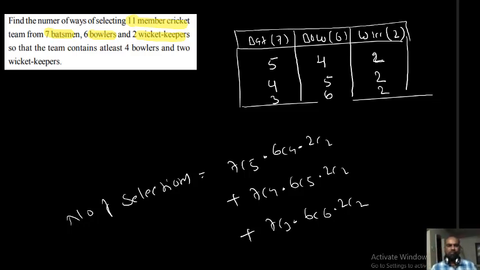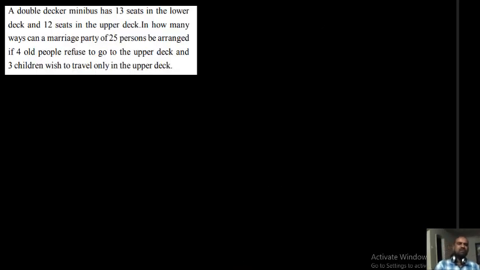You need to simplify this. So, interesting problem. I like this problem. I can call this the double-decker bus problem. A double-decker minibus has 13 seats in the lower deck and 12 seats in the upper deck. In how many ways can a marriage party of 25 be arranged if 4 old persons refuse to sit in the upper deck and 3 children wish to sit in the upper deck?